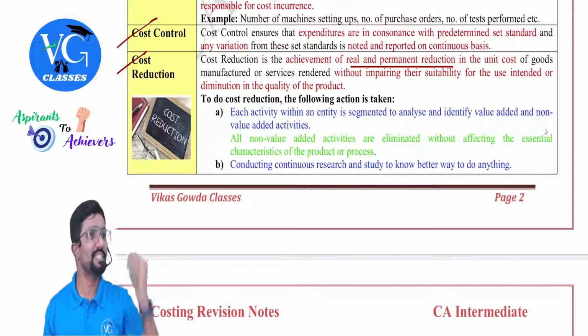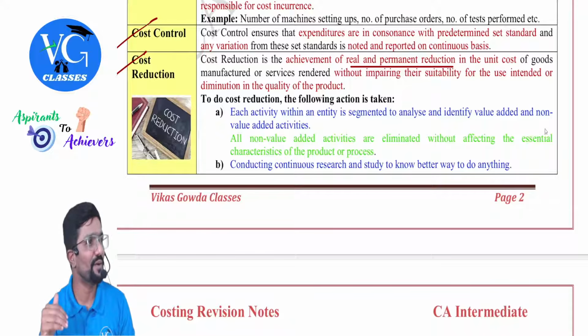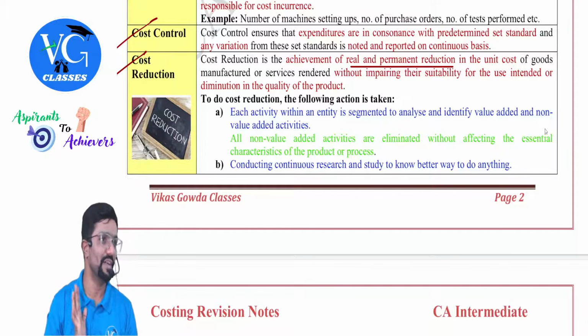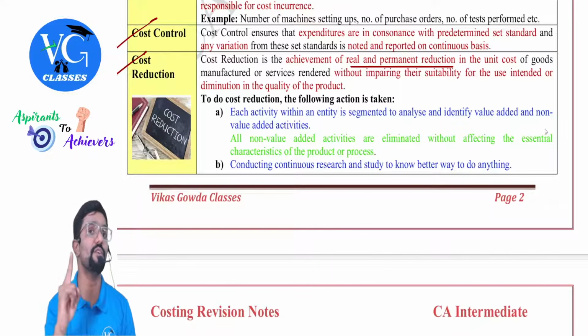Now, I started using cheap quality raw material. I started using unskilled workers in my production process. Cost will come down. But will customers come back again? Definitely not. So that will affect your reputation and goodwill. So please make sure that whatever cost reduction you are achieving is not without compromising with your quality. That is very, very important.